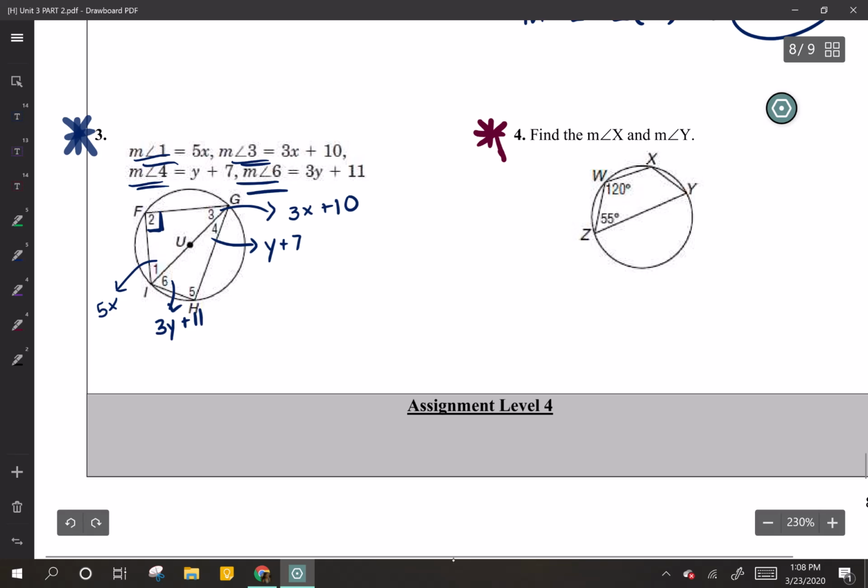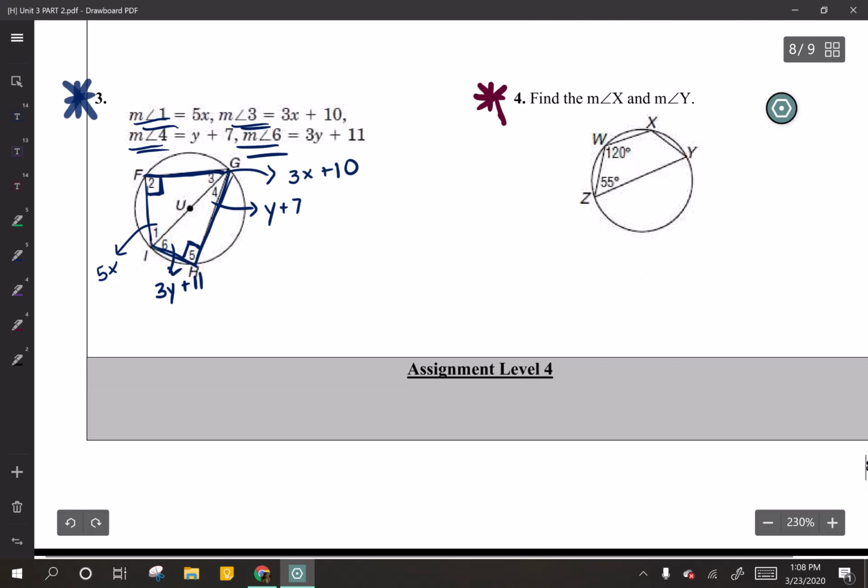I know angle 2 is a right angle because angle F intercepts the semicircle. I also know that angle 5 is a right angle because it intercepts a semicircle as well. So our first equation to help us with x is going to be 90 plus 3x plus 10 plus 5x gives me 180.